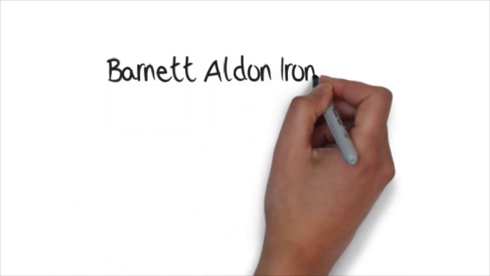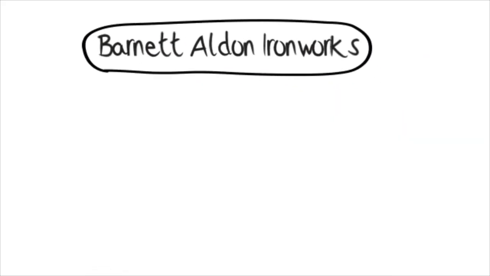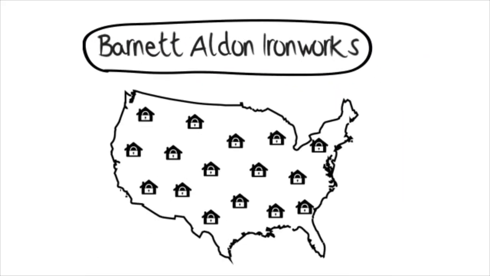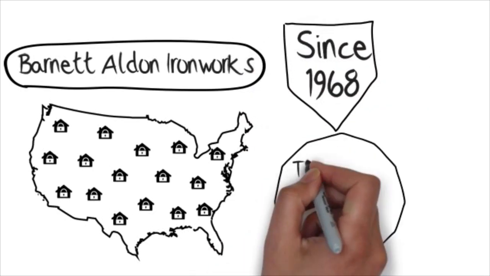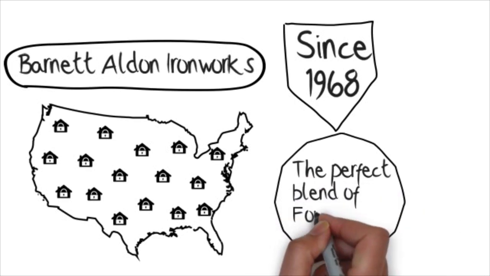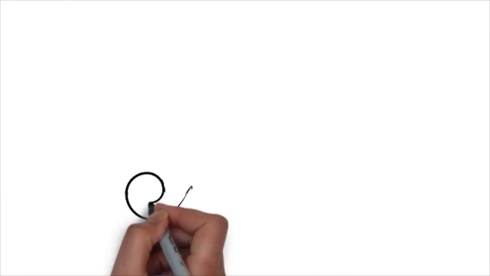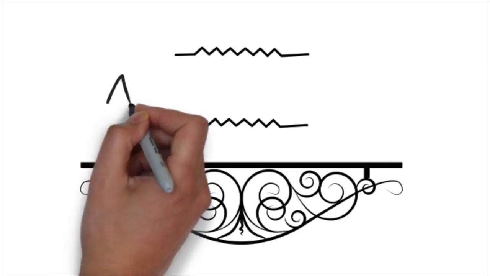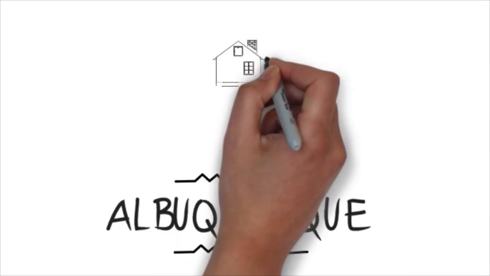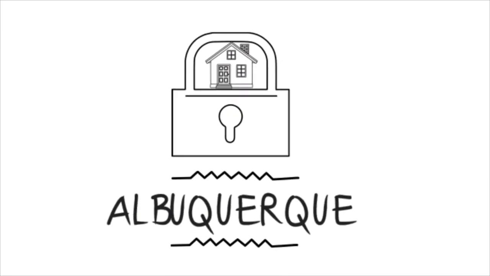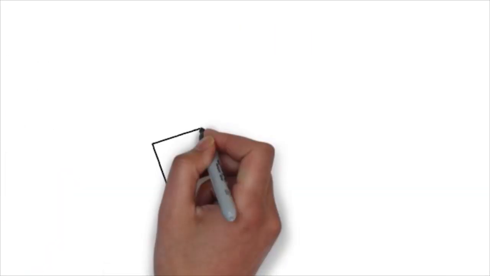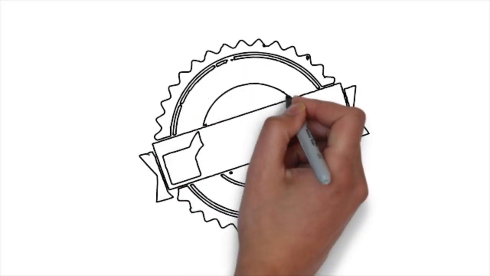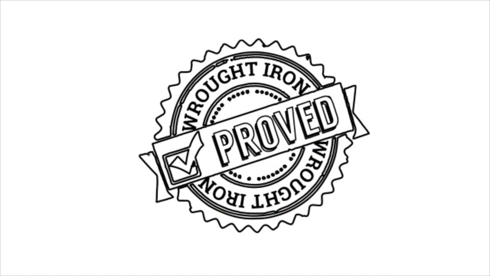At Barnett Alden Ironworks, we provide security with style to clients all over the country. We have been at the ironworks business since 1968. With this experience, we have achieved the perfect blend of form and function. We are the oldest ornamental iron company in Albuquerque, and our primary objective is to keep your home safe. Our focus has always been securing your home with wrought iron products. Why, you may ask? Unlike other materials, wrought iron has been proven to stand the test of time.